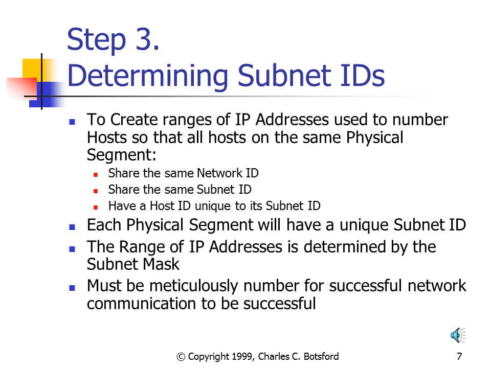Now each physical segment will have a unique subnet ID, and the range of IP addresses in each subnet will be determined by the subnet mask. And it's an important point to make that we just can't use any IP addresses when we set up our networks. When we do custom subnetting, we must meticulously number the networks in order for network communication to be successful.